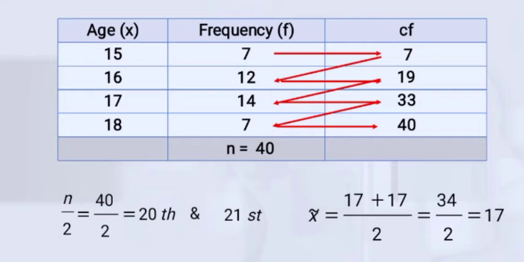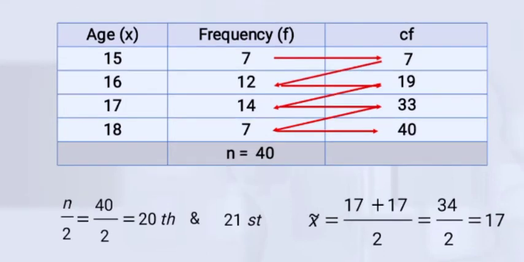And again, following the arrow, we will add 14 to 19, and that is equal to 33. And then following again the arrow, we will add 7 and 33, and that is equal to 40. And the last number of our cumulative frequency must always be equal to n, which is 40 in our example. The cumulative frequency is the running order of the frequency of our age.